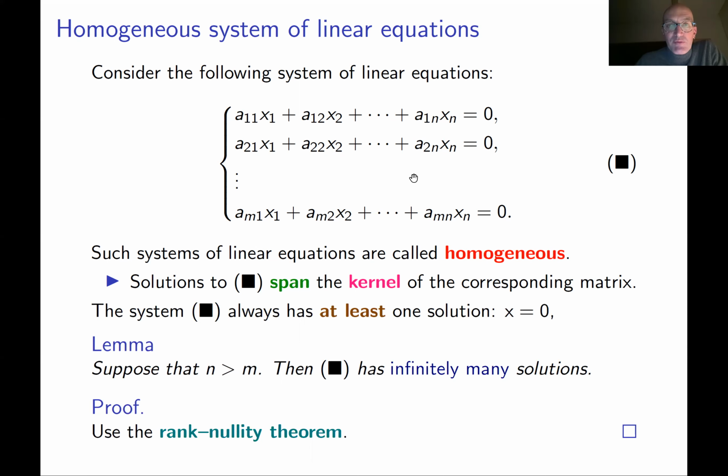Of course, an important observation is that unlike in the non-homogeneous general case, this system of equations always has a solution. If you substitute x1, x2, up to xn to be 0, then of course you get a solution. So the most interesting question is when you have finitely many solutions and when you have infinitely many solutions. Again, the rank nullity theorem is the most useful tool here.